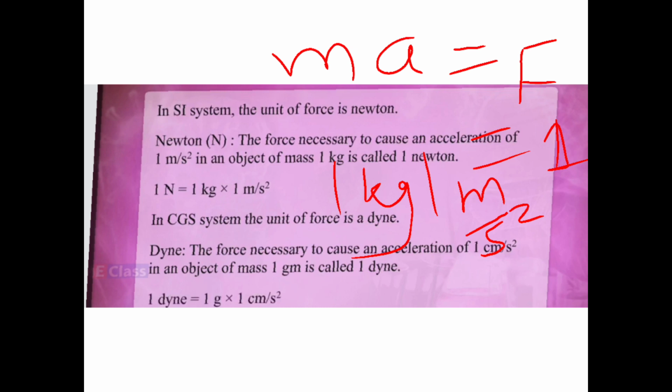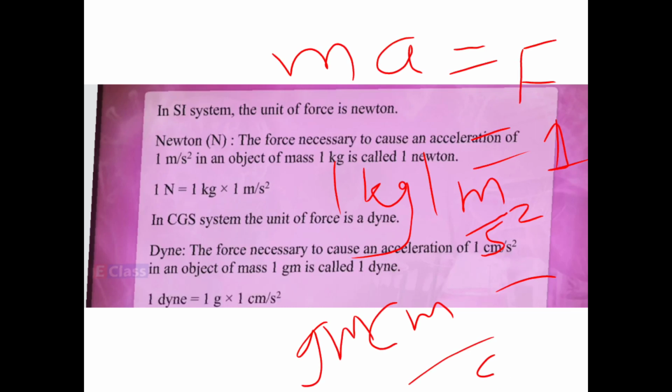And in CGS, the unit of force is dyne, DYNE, dyne. So that is nothing but centimeter, and then kg becomes gram, so gram centimeter per second square. Gram centimeter per second square is called dyne. So we have now the MKS and CGS units of something new, Newton and dyne. These are the two units we are going to remember today.